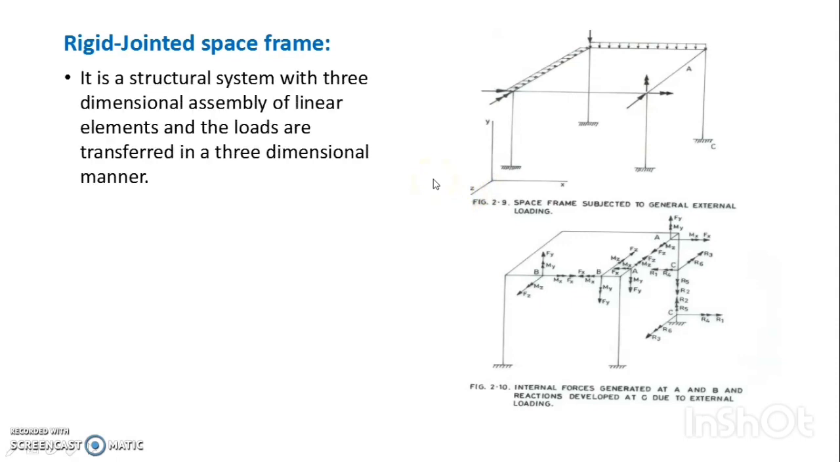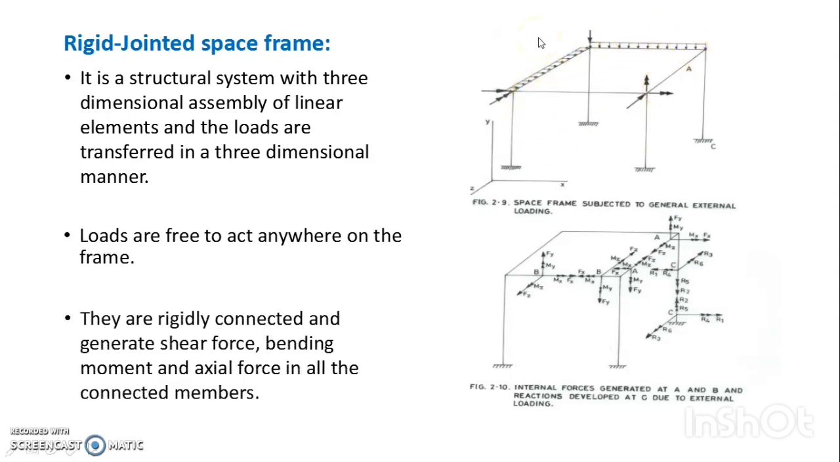It is a structural system which has a three-dimensional assembly of linear elements, and the loads are transferred in a three-dimensional manner. In a plane frame, we have loads only horizontal or vertical, whereas here we will have loads in three dimensions, along the Z axis also. The loads are free to act anywhere on the frame. This is also rigidly connected and it will generate shear force, bending moment and axial forces in all the connected members.